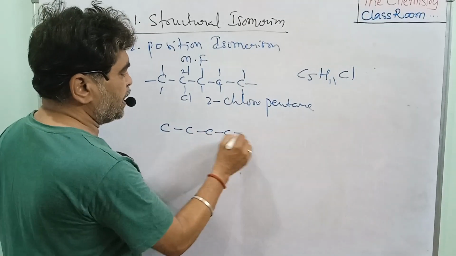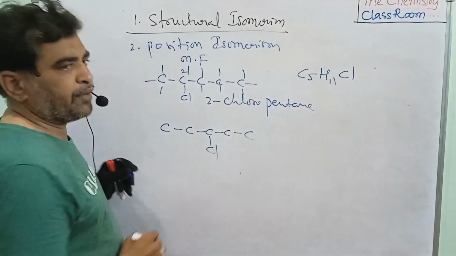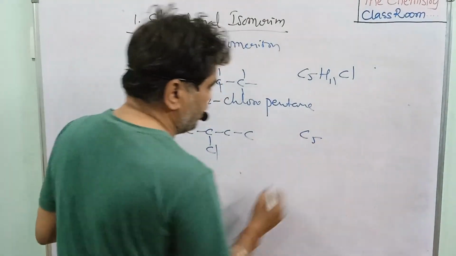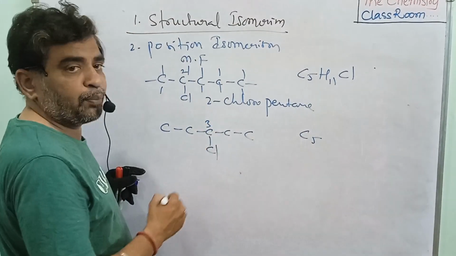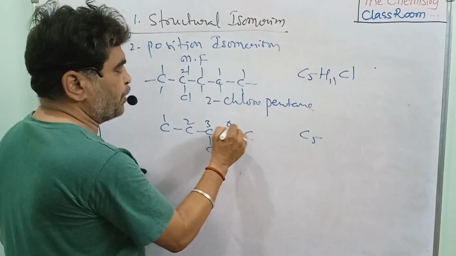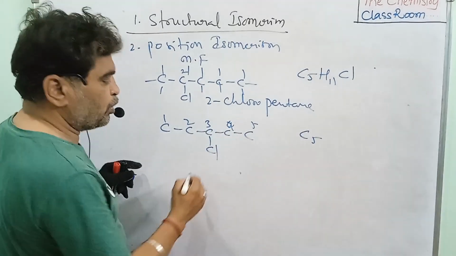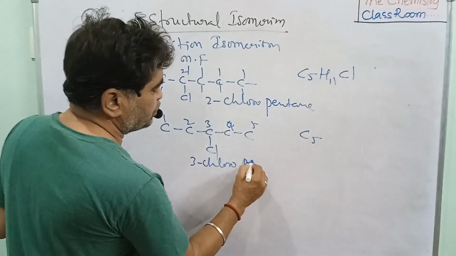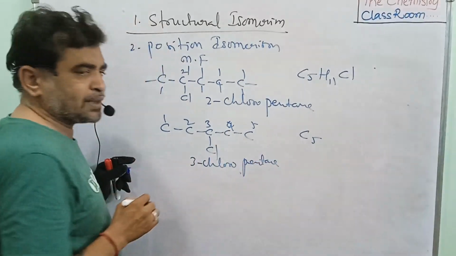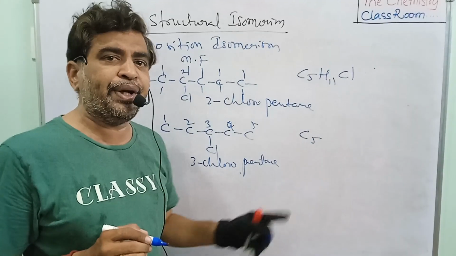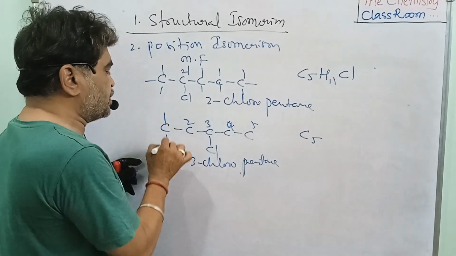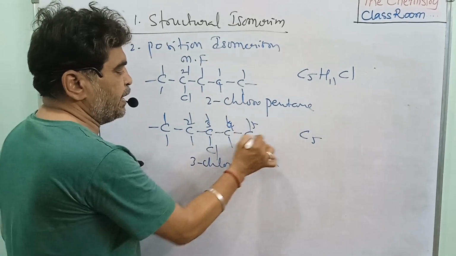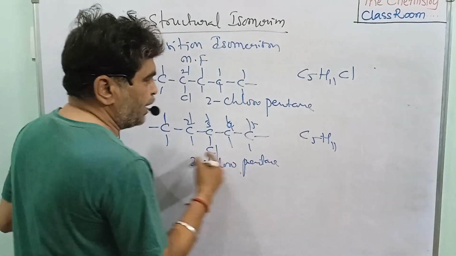One more compound I am writing now. You see the same pentane compound, and here I am writing 1 chlorine. Here we have 5 carbons only. The chlorine is in the third position: 1, 2, 3, 4 and 5. So the compound name is 3-chloropentane. In this compound, how many hydrogens do we have? 3, then 2, 5, 6, 7, 8, 9, 10, 11. So 11 hydrogens and 1 chlorine.